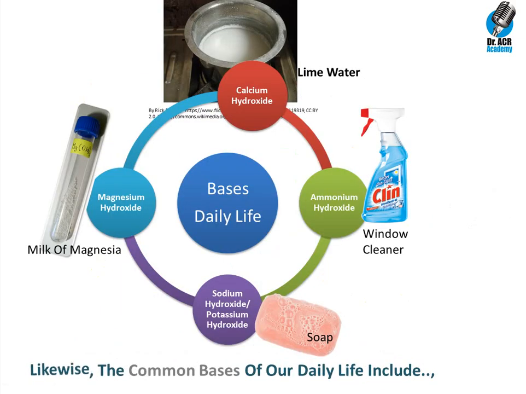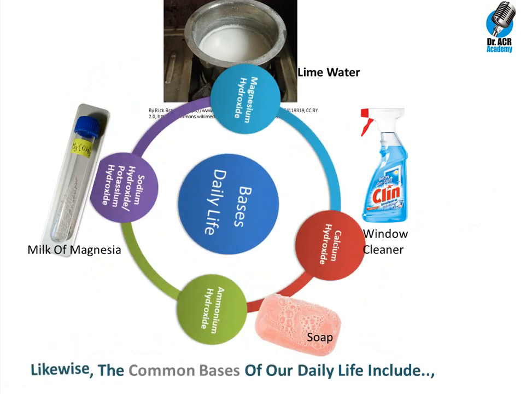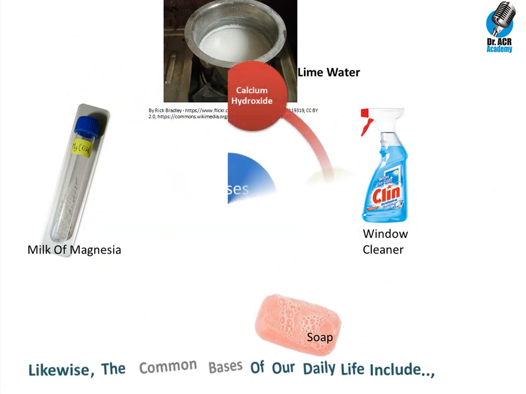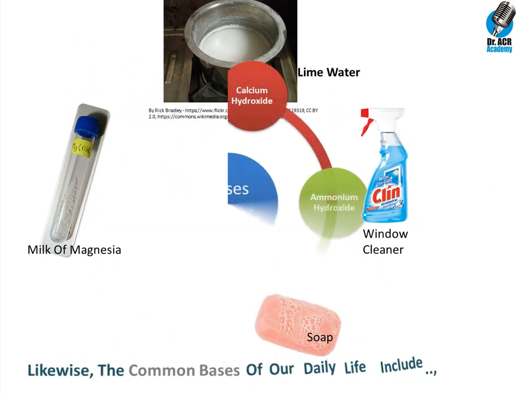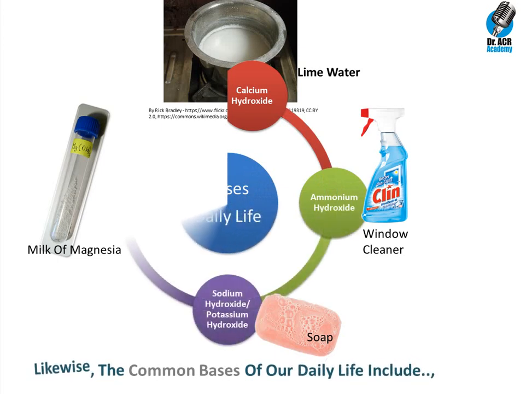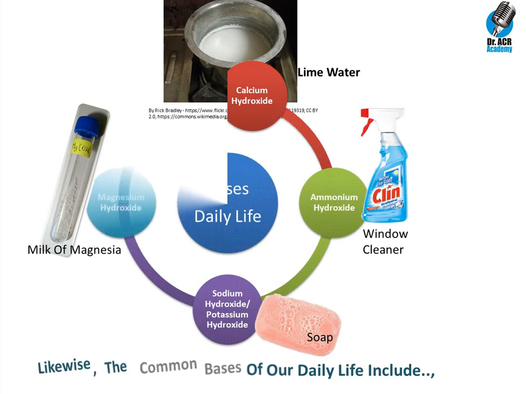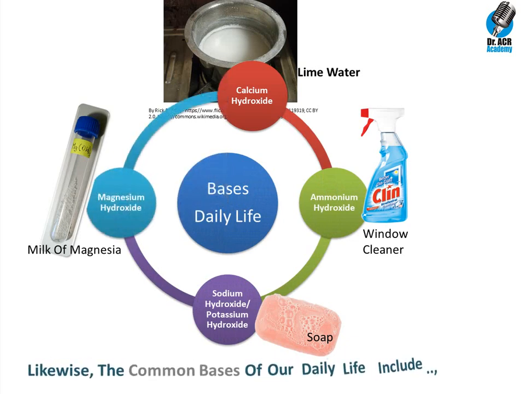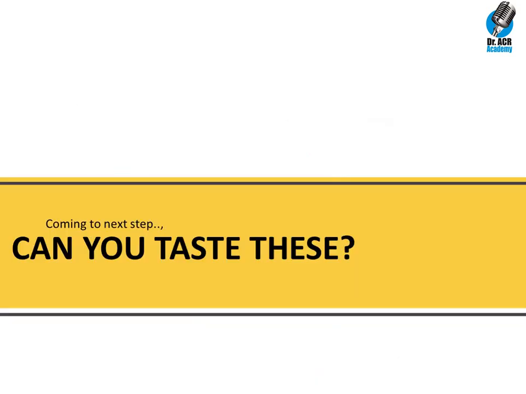Now, we'll discuss about bases which occur in our daily lives. In lime water, calcium hydroxide is present. In window cleaner, ammonium hydroxide is present. In soap, sodium hydroxide and potassium hydroxide are present. And in milk of magnesia, magnesium hydroxide is present.